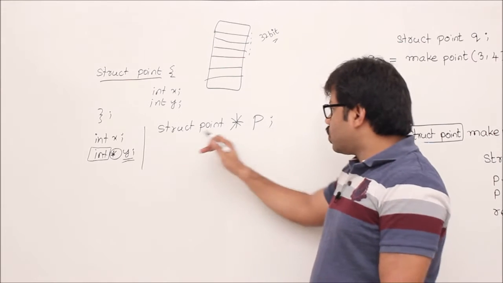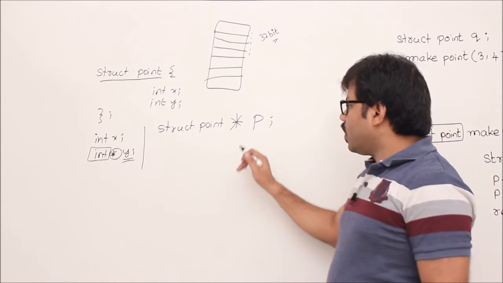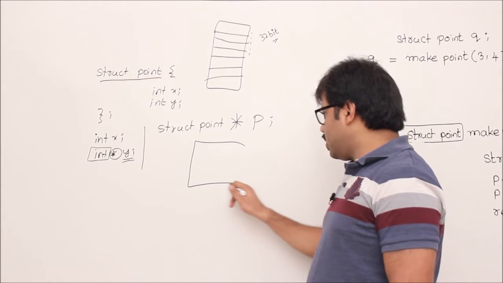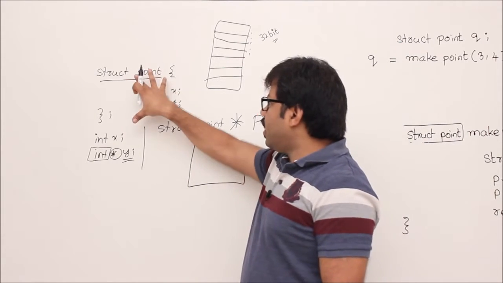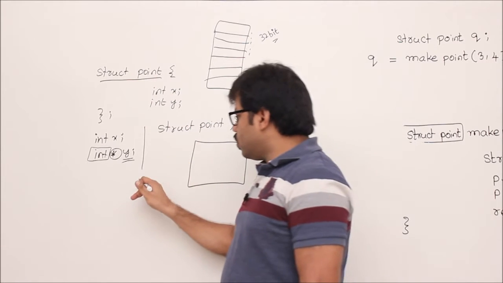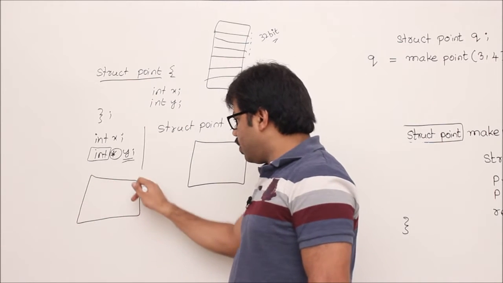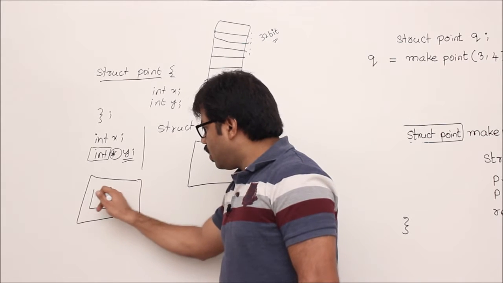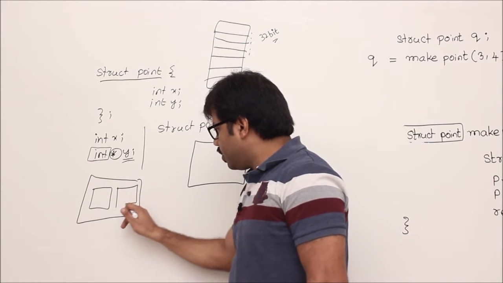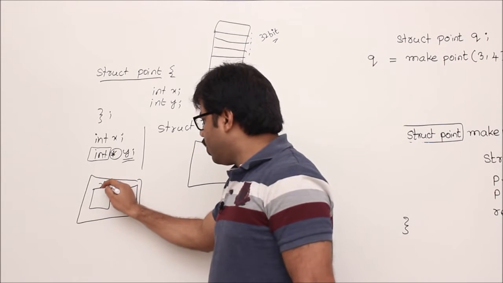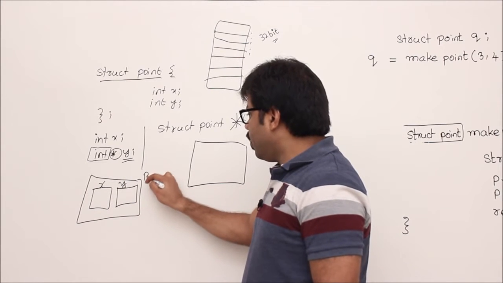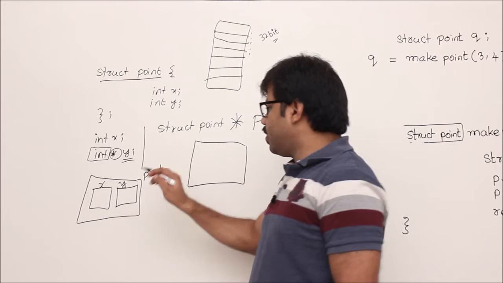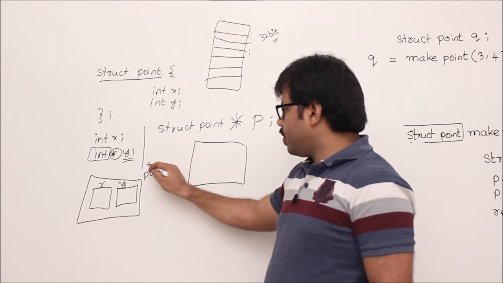That's why struct point star p can be imagined as a single box, whereas your structure is a multi-box kind of thing, correct? So this is your structure point. On that there are two memory locations, one for x and one for y. And what is this entire group name? Point, of course, struct point.